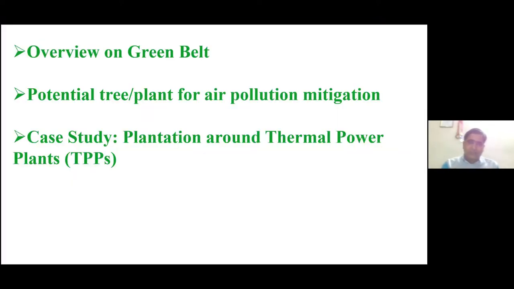Today's objectives for the presentation: an overview on the green belt, and potential tree plants for air pollution mitigation. We will also discuss the case study, plantation around thermal power plants. This is the case study which we did in CSIR-NEERI. In detail, we will discuss.